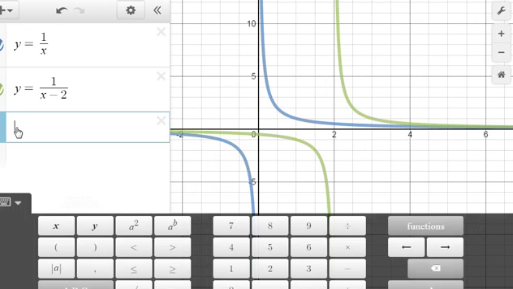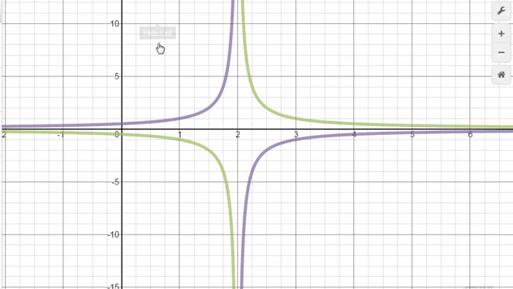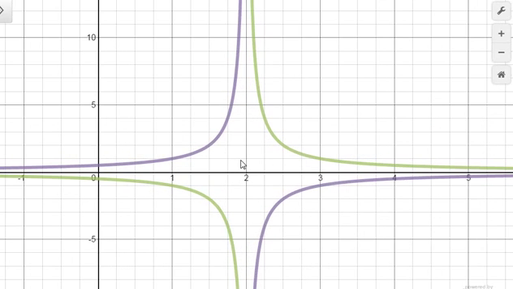Then the last thing we're going to do is we're going to flip it. y equals negative of 1 divided by x minus 2. And I understand that there's a 2 in our numerator for the original problem. But what I want you to see is that negative just flips the graph.